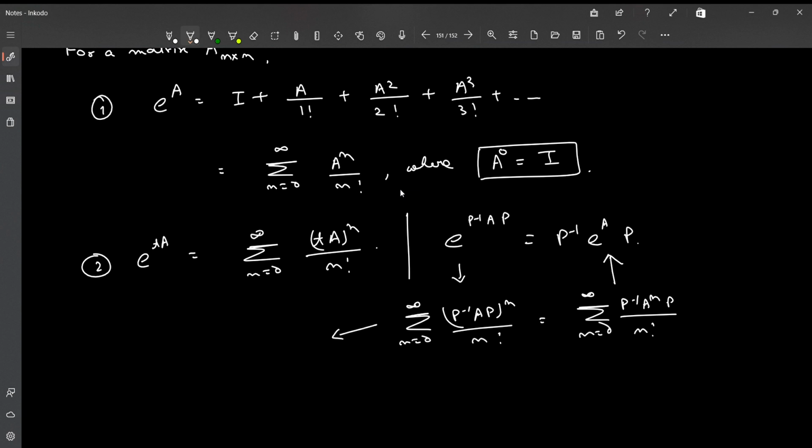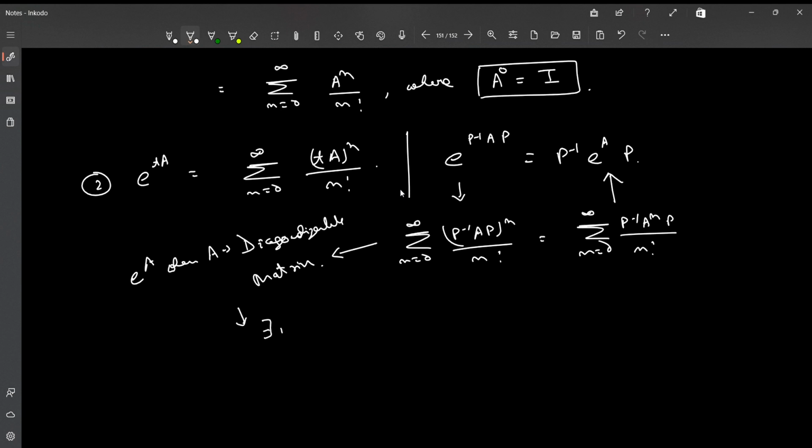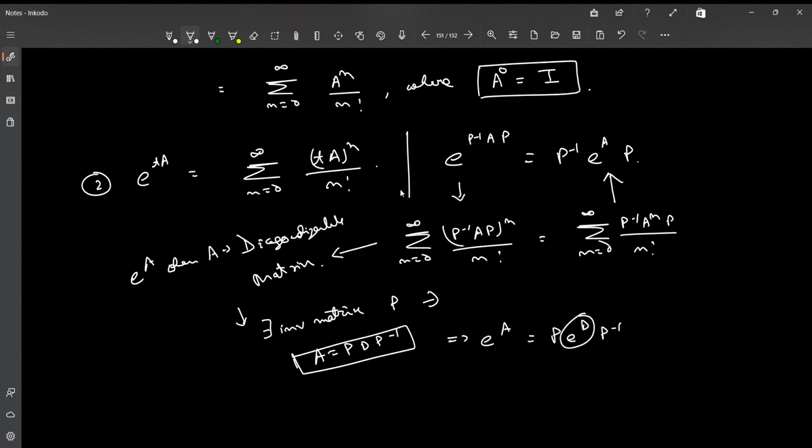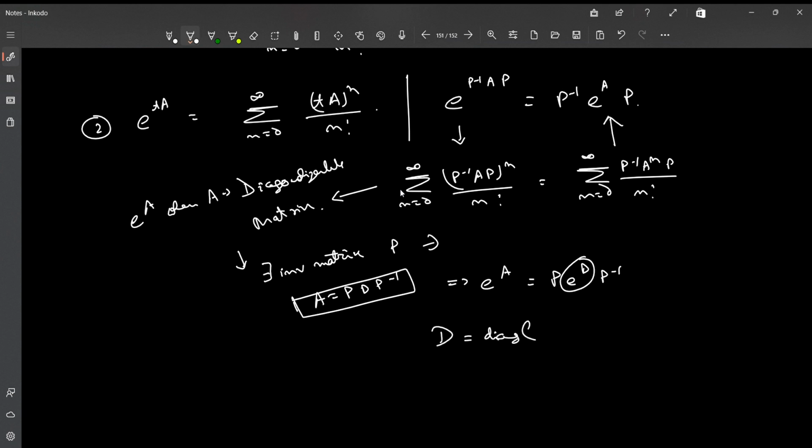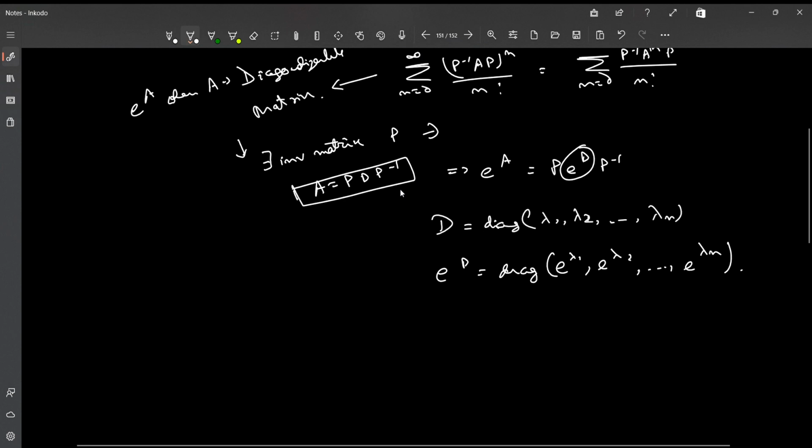We had proved these statements, and using them, it was easy to calculate e to the power A when A was a diagonalizable matrix. Because if A is a diagonalizable matrix, then there exists an invertible matrix P such that A can be written as P D P inverse. That would imply e to the power A is nothing but P e to the power D P inverse. And calculating the exponential of a diagonal matrix is very easy, because if D is the diagonal matrix where the diagonal entries are lambda 1, lambda 2, and so on till lambda n, then e to the power D is the matrix which simply contains e to the power lambda 1, e to the power lambda 2, and e to the power lambda n. These things we have proved in the previous lecture.